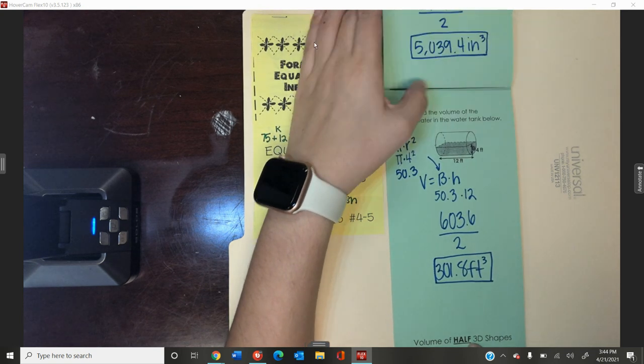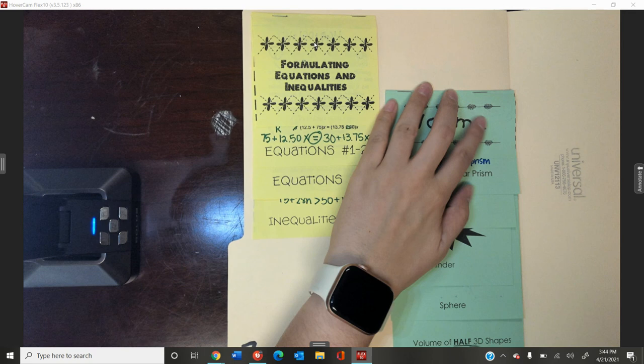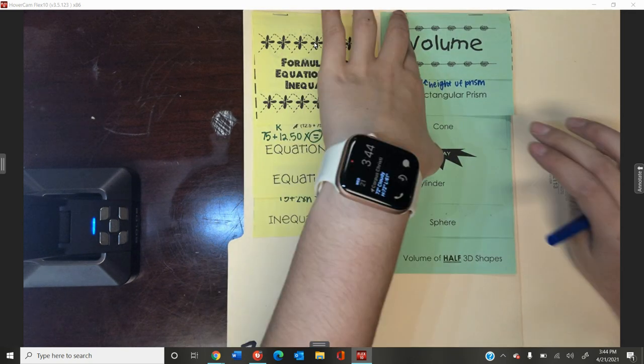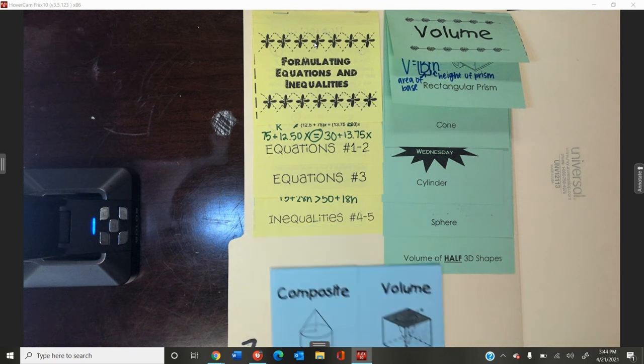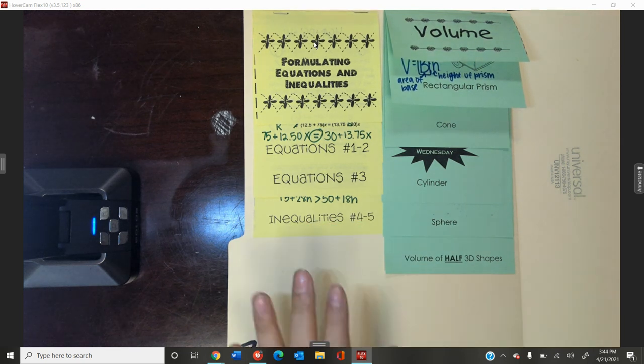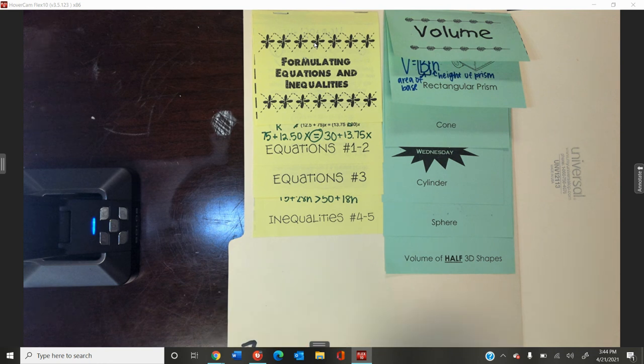So that was your foldable on volume. Make sure you watch the next video where we will be discussing composite volume. So for now, go ahead and make sure your foldable is complete, and then get ready for composite volume so you can complete your assignment for today.